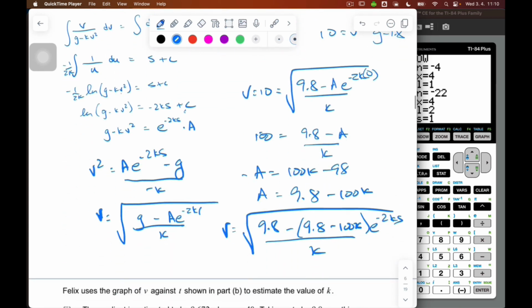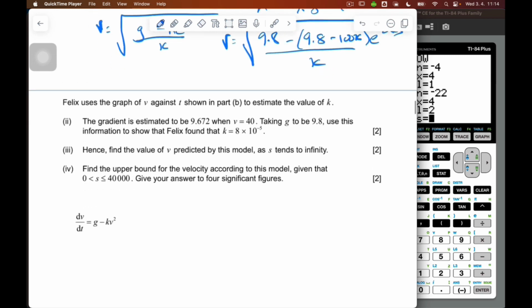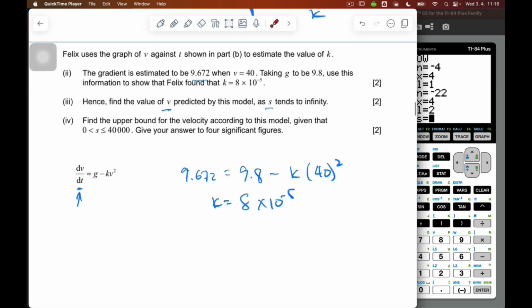When I go to the next part, I know from the beginning of this question that dv/dt, which is the definition of the gradient, is going to be 9.672, equal to 9.8 as gravity minus k times 40 squared. When I then solve for k algebraically, we get 8 times 10 to the minus 5. Hence, find the value of v predicted by this model as s tends to infinity.